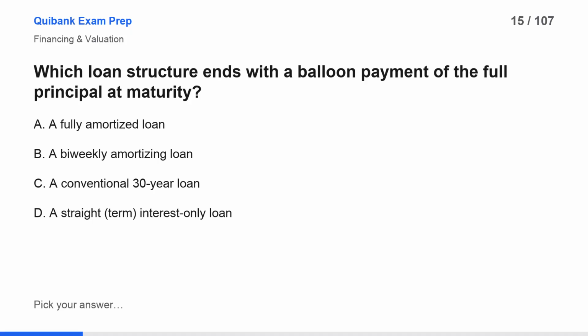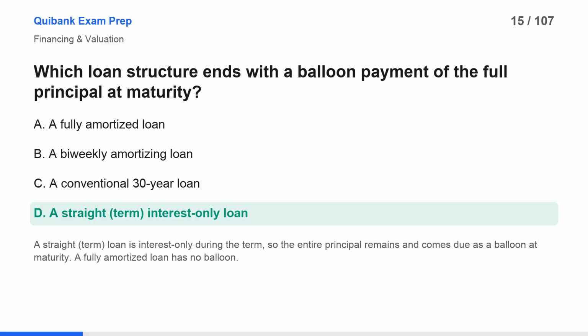Question 15. Which loan structure ends with a balloon payment of the full principal at maturity? A. A fully amortized loan. B. A biweekly amortizing loan. C. A conventional 30-year loan. D. A straight-term interest-only loan.